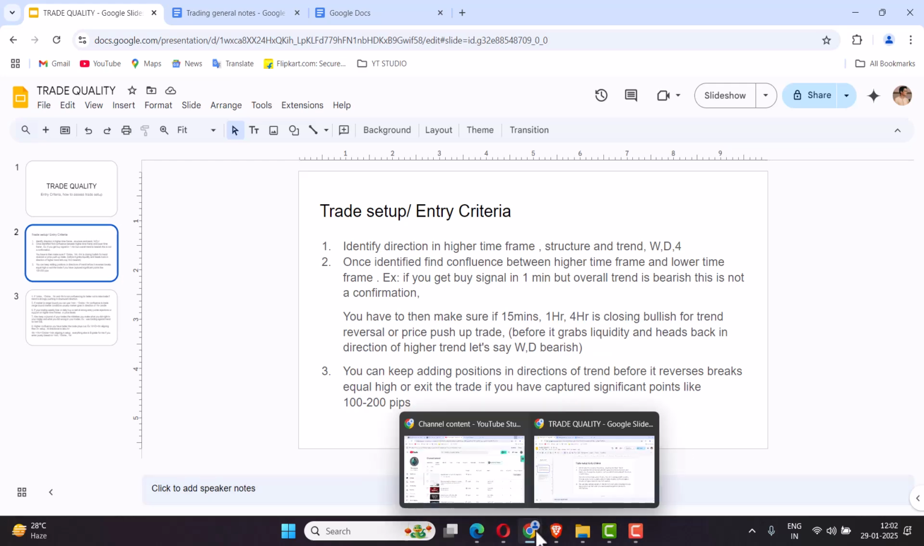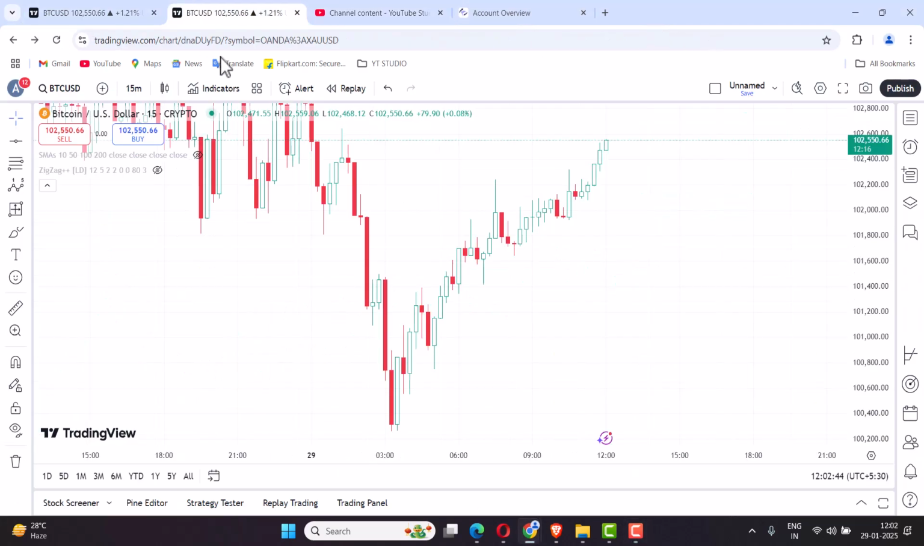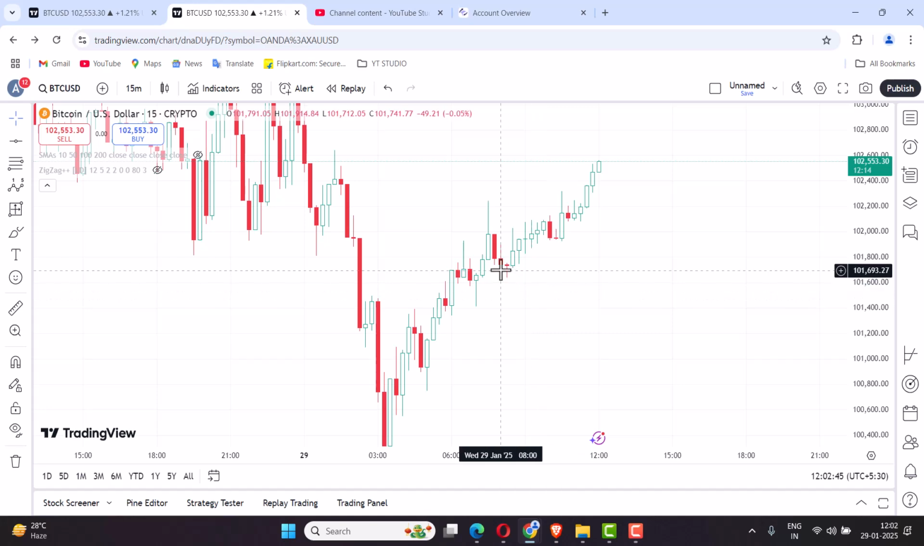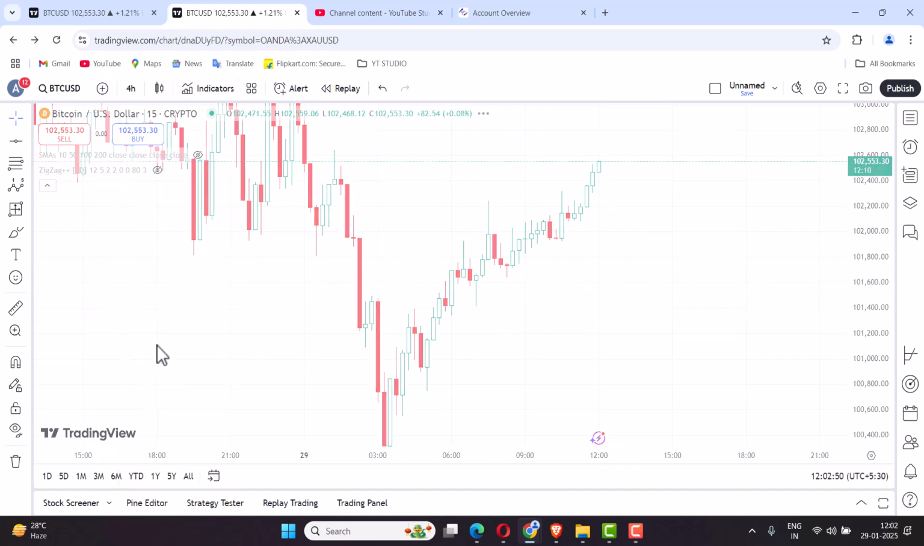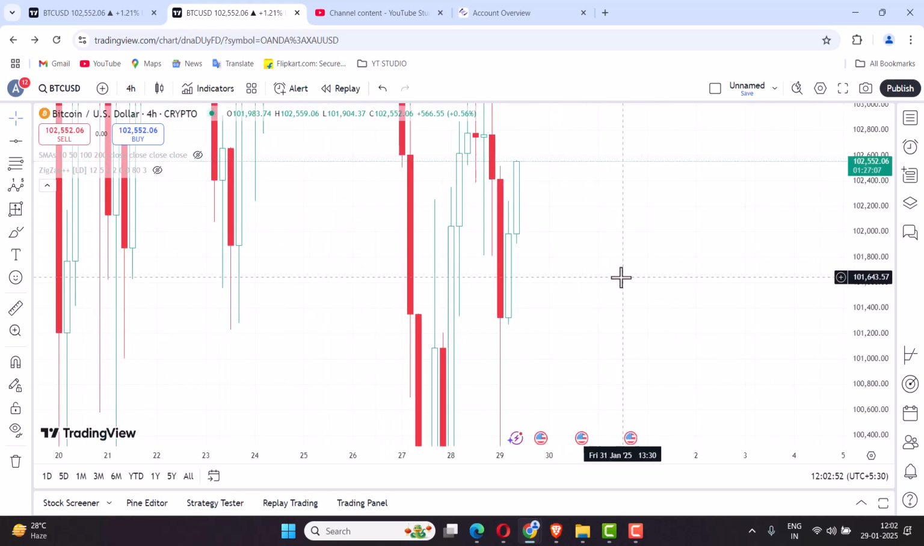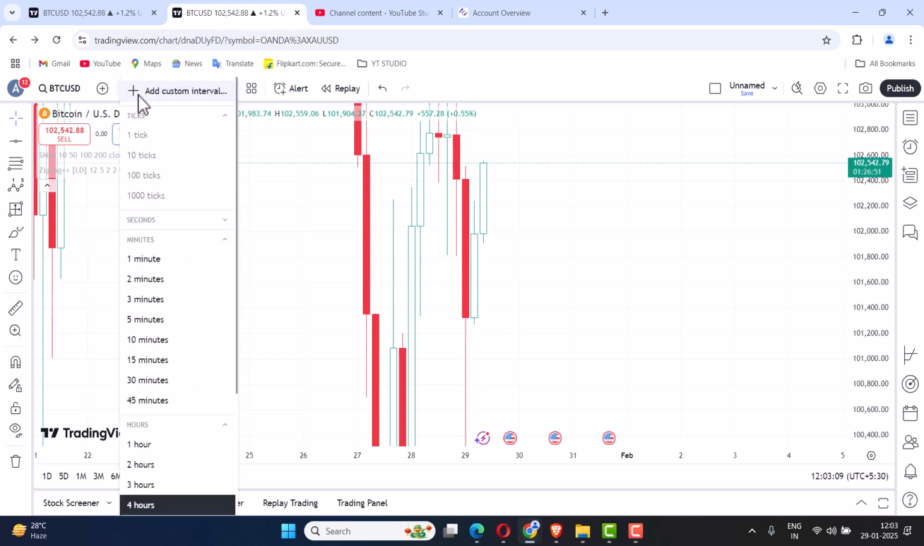For example, let's go to the Bitcoin chart, and if you can see in this 15 minutes, the trend is going to the upside. Or if you go to the 4 hour, you can see that the 5:30 29th candle opened bullish because there was a push up, after this a fall down, and price pushed back up. And then again at 9:30 we had a green candle trying to push up.